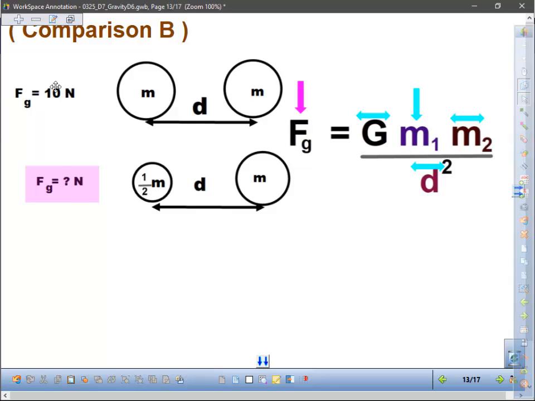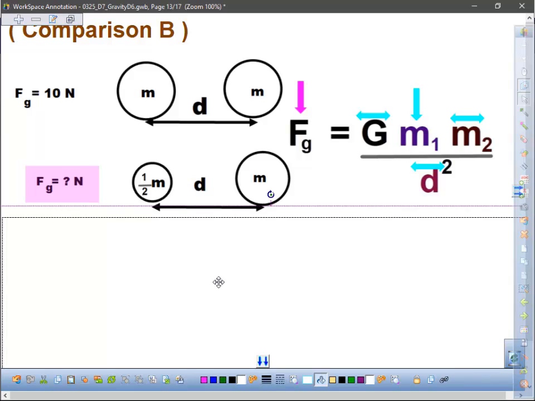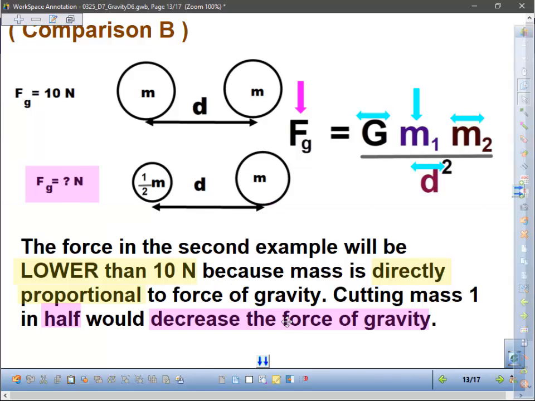So it's going to decrease from 10 to something smaller. So here's our explanation. If we wrote it out, the force in the second example will be lower than 10 newtons because mass is directly proportional to the force of gravity. Cutting mass 1 in half would decrease the force of gravity. Since mass 1 is going down and it's directly proportional, force of gravity goes down, so less than 10.